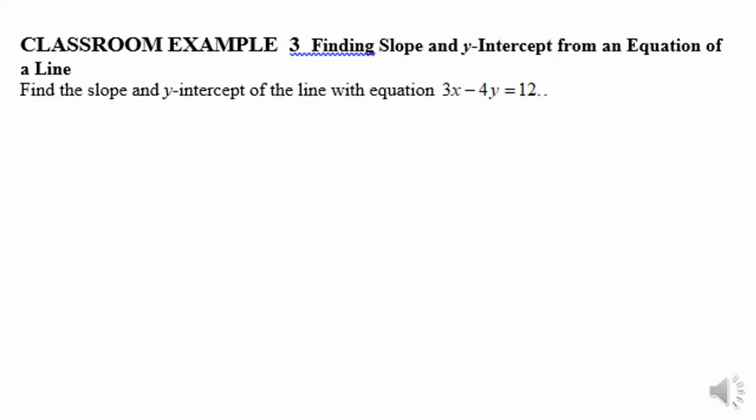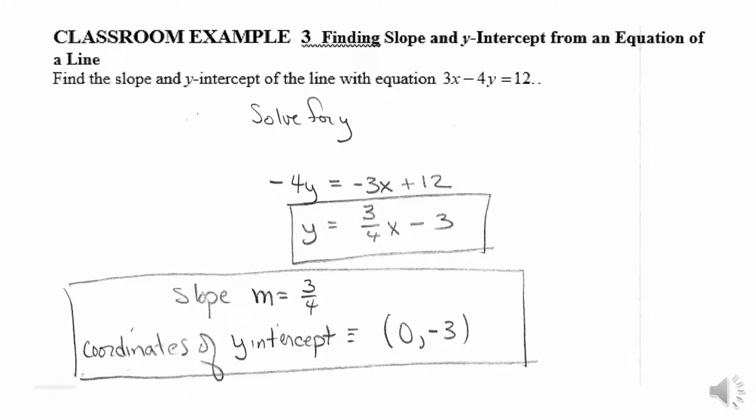So here is another guided study note example from your handout. Pause the video, read the problem, do the problem, and then hit play to check your answers. Pause the video now. Let's see how you did. The slope should have been positive 3/4, and the y-intercept is 0 and negative 3.